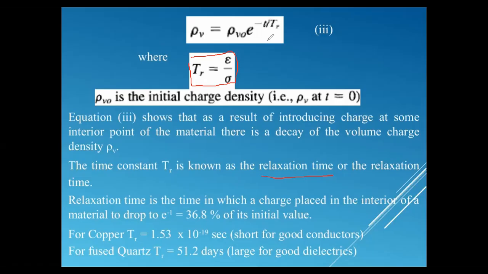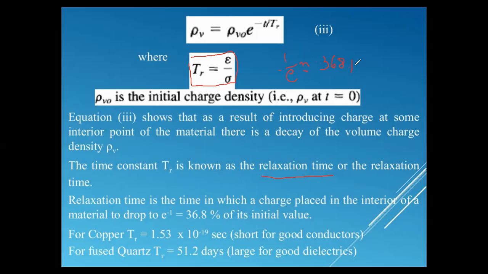When t equals tau. Yes, e to the power minus 1. Then from there I can get e to the power minus 1 is 1 upon e, and this is approximately 0.368. If I multiply this by 100, I will get 36.8%.